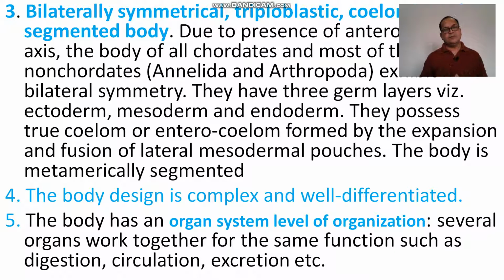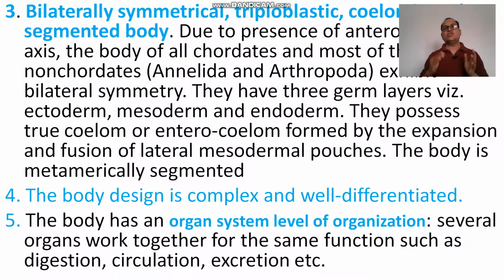Body is bilaterally symmetrical in the midline. If we cut it, it divides into two equal parts. They have three germ layers: ectoderm, mesoderm and endoderm. They possess a true coelom or enterocoelom, formed by the expansion and fusion of lateral mesodermal pouches of the body, and metamerically segmented. Then segmentation is true segmentation.